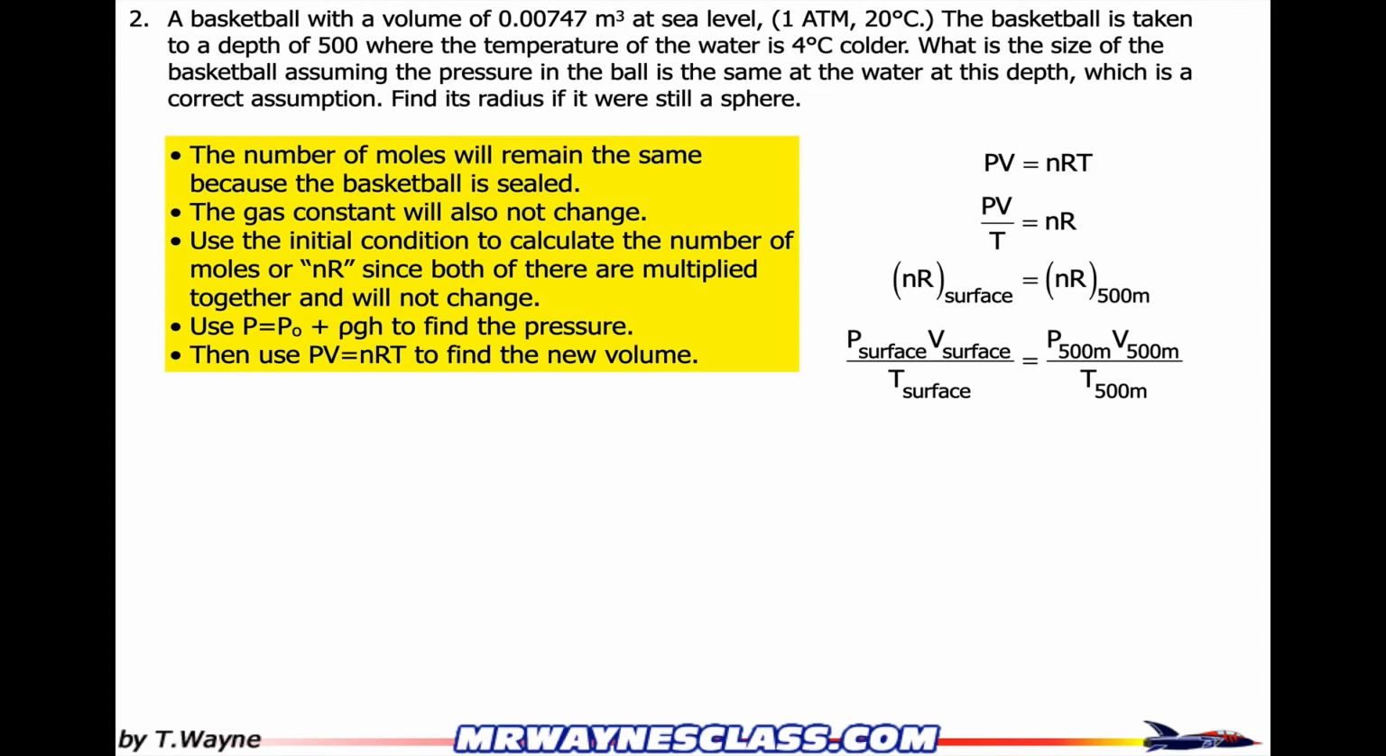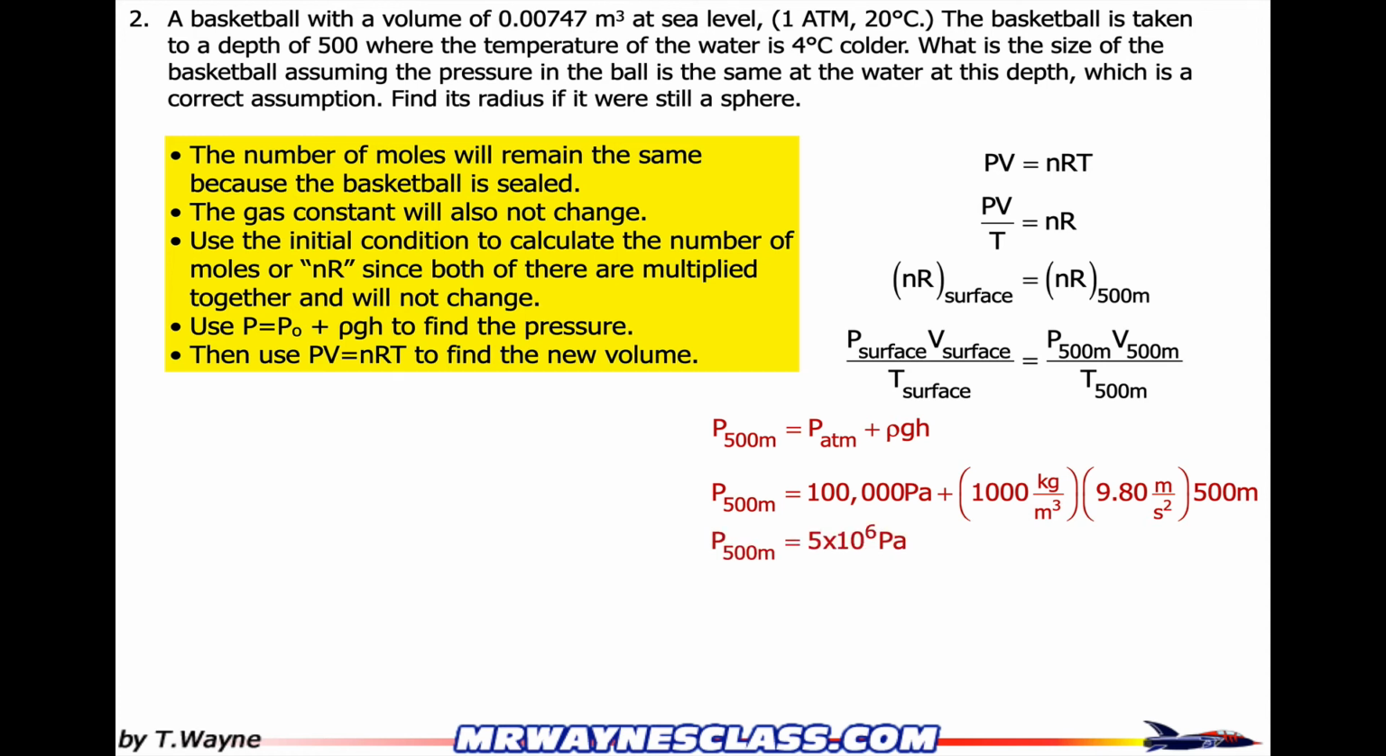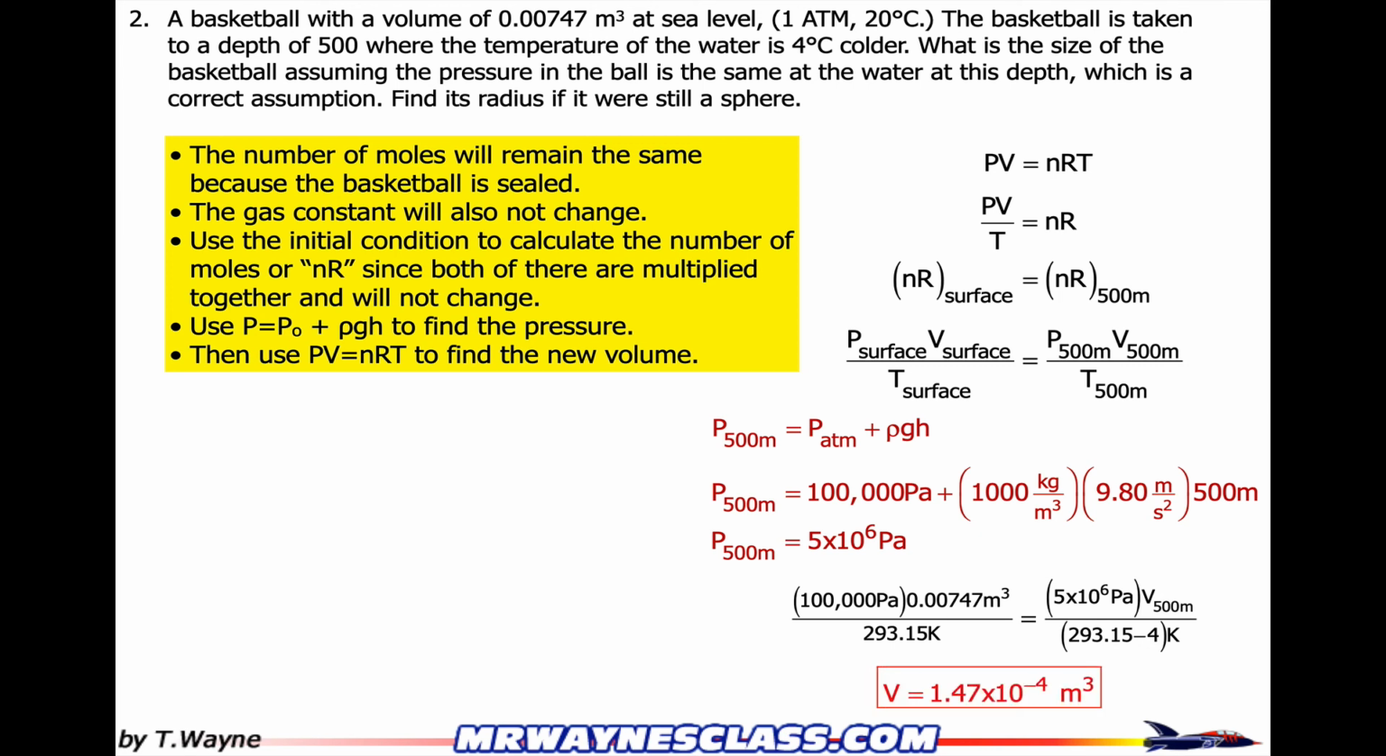Since it's down underwater, I can use Bernoulli's equation or my pressure at depth equation. The pressure at 500 meters is equal to the atmosphere plus rho g h. So 100,000 pascals plus 1,000 kilograms per cubic meter times 9.8 times 500. That's going to give me 5 million pascals. So now I can put in all the variables that I have from the problem above, including my 5 million pascals, solve it for the volume at 500 meters, and what I get is an answer of 1.47 times 10 to the negative 4 meters.